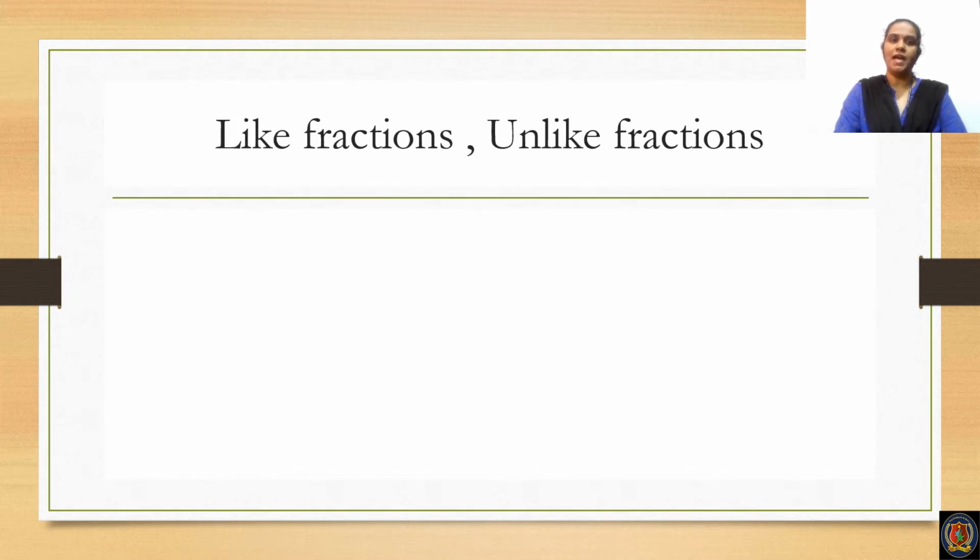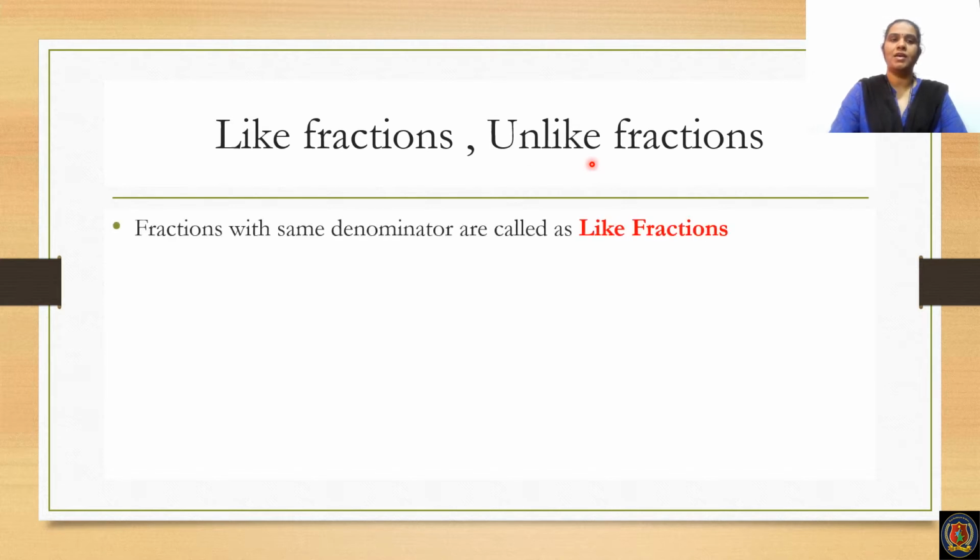Like fractions and unlike fractions. What are like fractions and unlike fractions? The fractions which have the same denominators are called like fractions. For example, 1 by 5, 2 by 5, 4 by 5. Here all the denominators are the same. Such fractions are called like fractions.